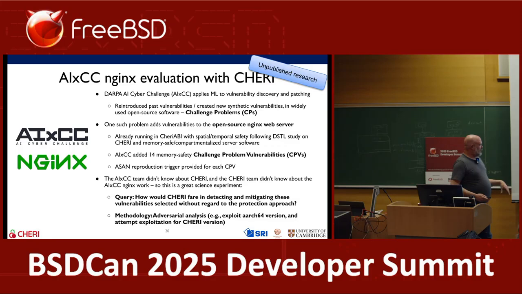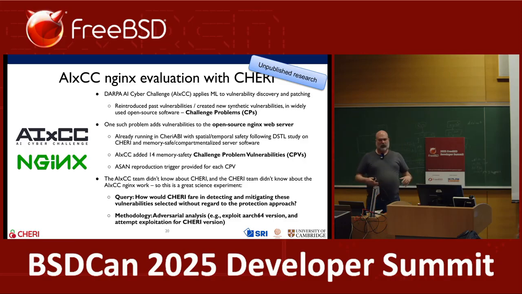So they had a team of people who obviously knew memory safety because they were inserting memory safety bugs into code, and they were both reintroducing bugs and adding their own, and then they produced ASAN exploits for them. They didn't know about CHERI at all. We didn't know about them. It just happened to be the case that the evaluation team for the program we're on at DARPA was also on the cyber challenge, and they said, you should look at this.